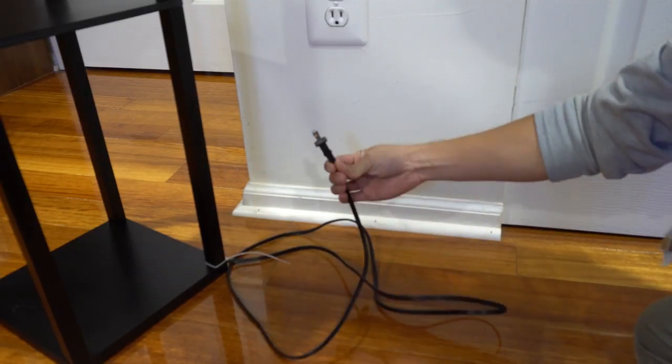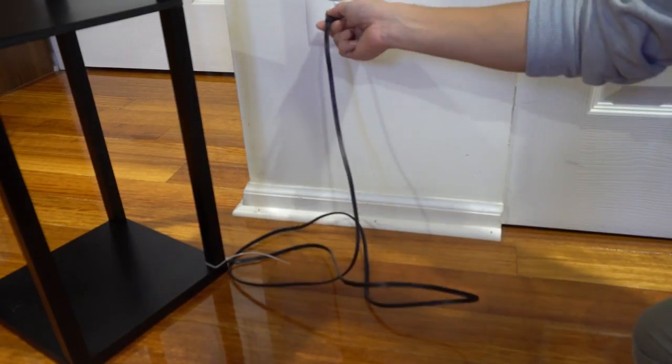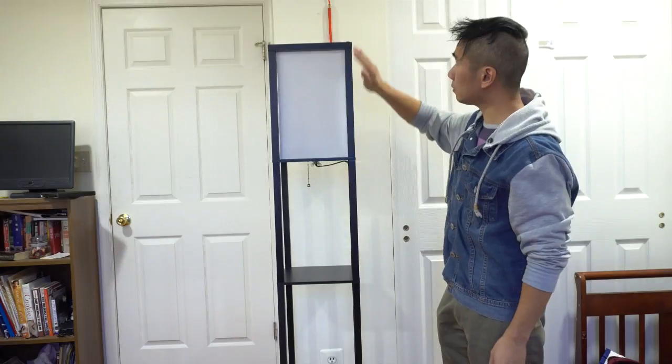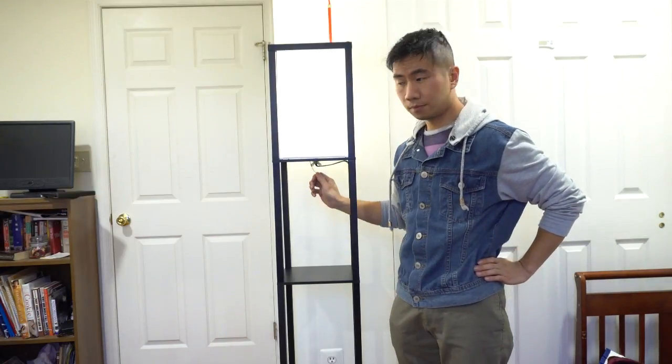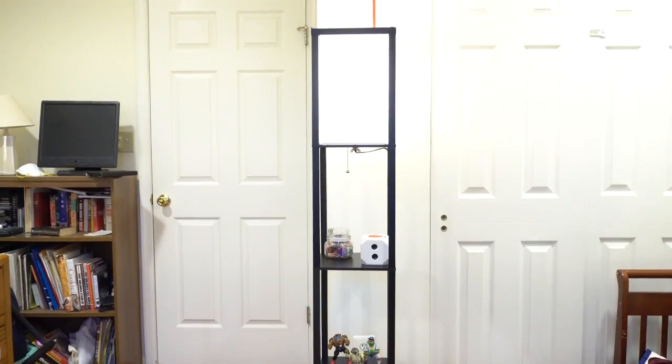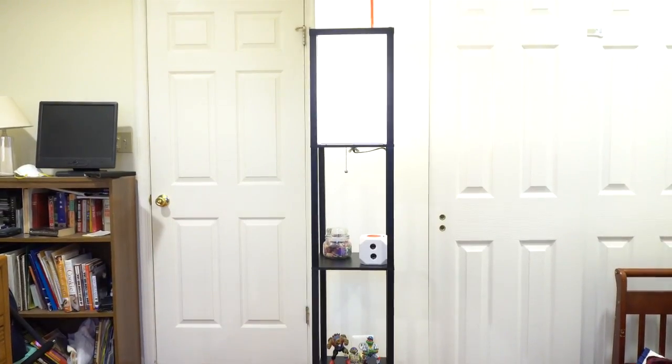After binding the cord to the post, you've got 6 feet left to go to the outlet. The final height of the lamp is 62 inches, or just over 5 feet. To turn on and off the lamp, simply pull on the chain. I've got a soft white 100 watt equivalent fluorescent bulb in it right now.